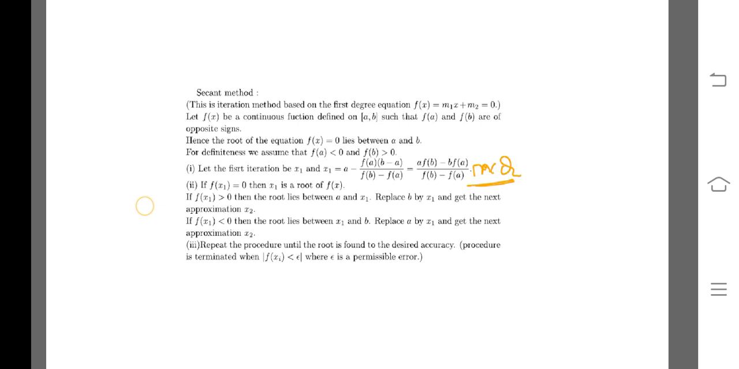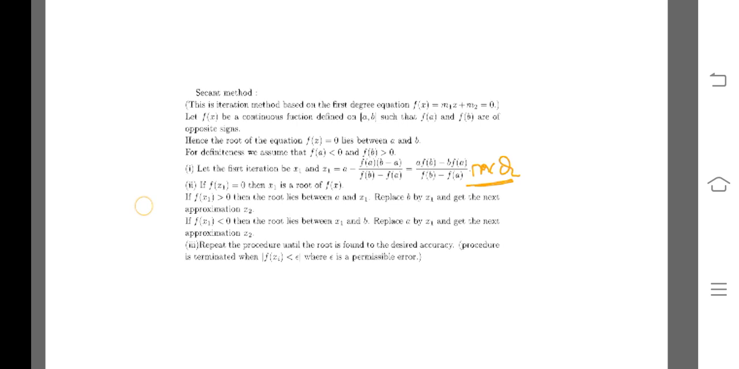f(a) and f(b) should be of opposite signs. That means if f(a) is positive, then f(b) should be negative, or if f(b) is positive, then f(a) should be negative. Then in this case, if f(x) is a function defined on the closed interval [a, b], then f(x) = 0 has a root lying between a and b. For definiteness, we assume that f(a) is less than 0 and f(b) is greater than 0.